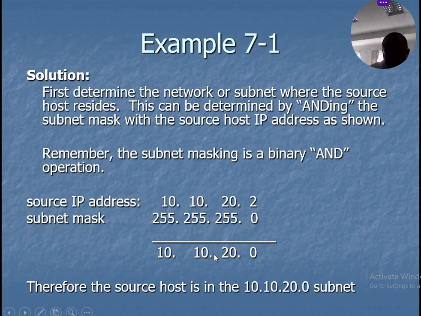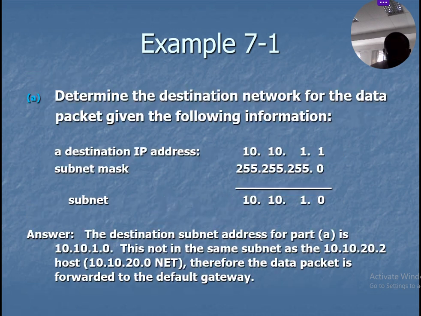Now let's see the destination for two, because they gave us two destinations. The destination IP address for the first one is 10.10.1.1. So you add it to our subnet mask. 10 plus 255, you get 10. 10 plus 255, you get 10, because it's completely exhausted. This one is filled up. 1 plus 255, you get 1. 1 plus 0, for this one, you always get 0. You can see this subnet is completely different from the source subnet.